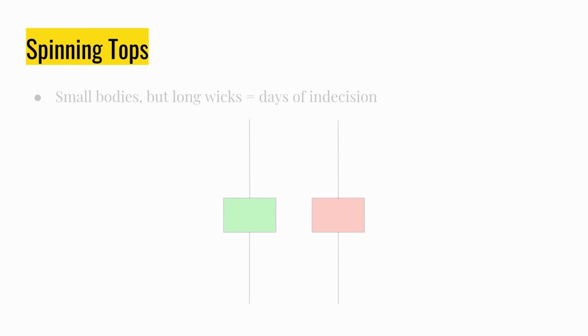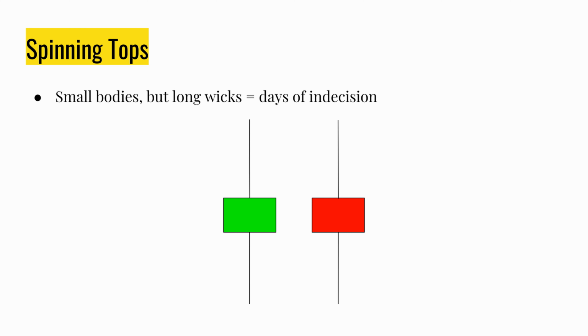The next type of candlestick are called spinning tops. Spinning tops have short bodies and long wicks. They represent days of indecision, as during the day price fluctuates, but price eventually settles near the open. This means that price has not changed greatly, and the market is unsure of where to go next.